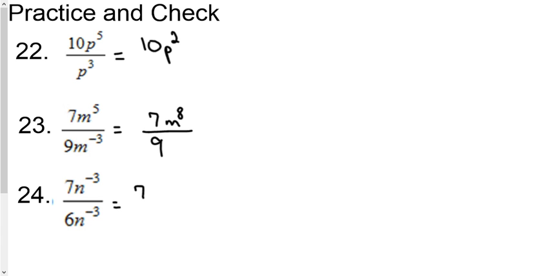Number 24, we'll do this one together. 7, 6, I can't simplify that. That's what we do with our coefficients if we can. If we can't, we just let them sit. What's negative 3 minus negative 3? Well, keep, change, change. Negative 3 plus 3 is 0. So it's n to the 0 power. Remember, anything to the 0 power is 1. So my final answer is just 7/6.